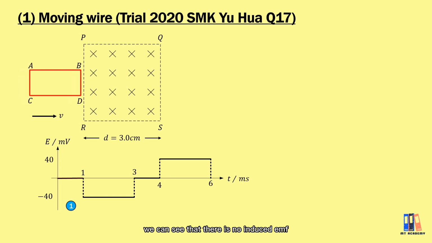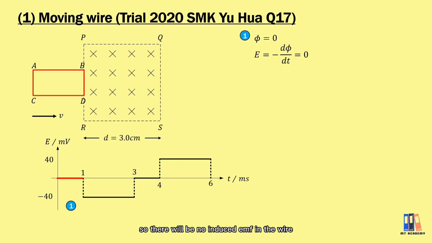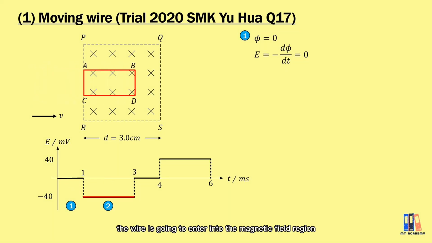We can see that there is no induced EMF when the wire is moving from the left up to the line PR. Up to this point, there is no magnetic flux linkage, so there will be no induced EMF in the wire. Then the second part, the wire is going to enter the magnetic field region. From the graph, we can see that there's an induced EMF of negative 40 millivolts in the wire.